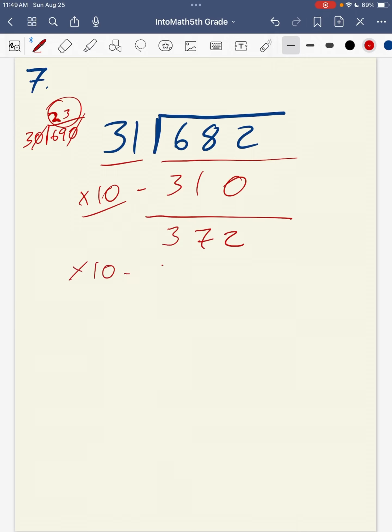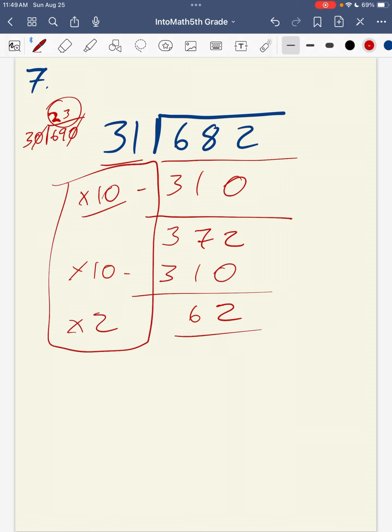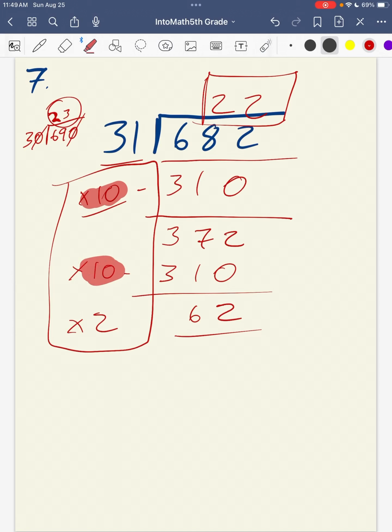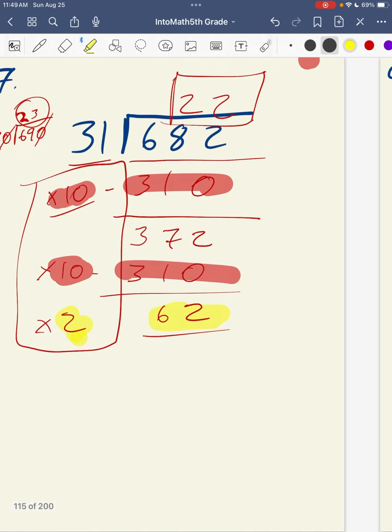I could do another multiple of 10 to subtract 310. This gives me 62, and 62 would be 2 times 31. So our total answer is 22. By using our partial quotients, or our multiples of 10, we subtract out this, and what we're left with, 62, it can evenly be divided by 31. So we estimated 23, we got an actual answer of 22. So this will work.